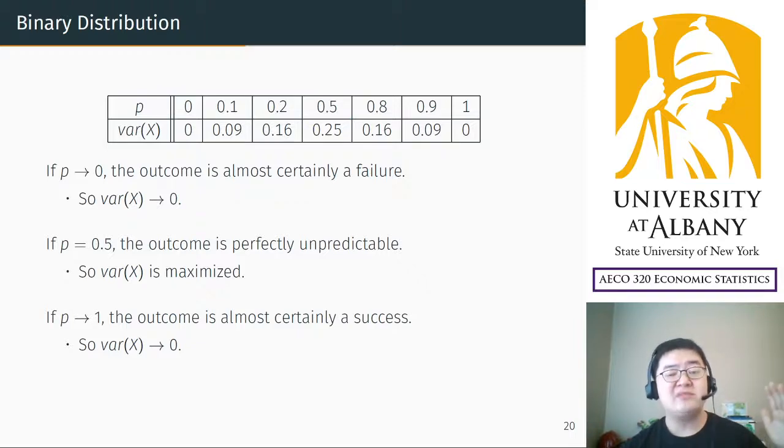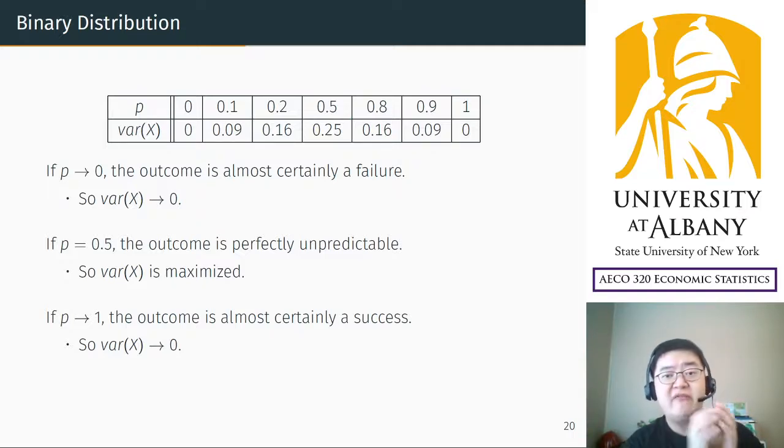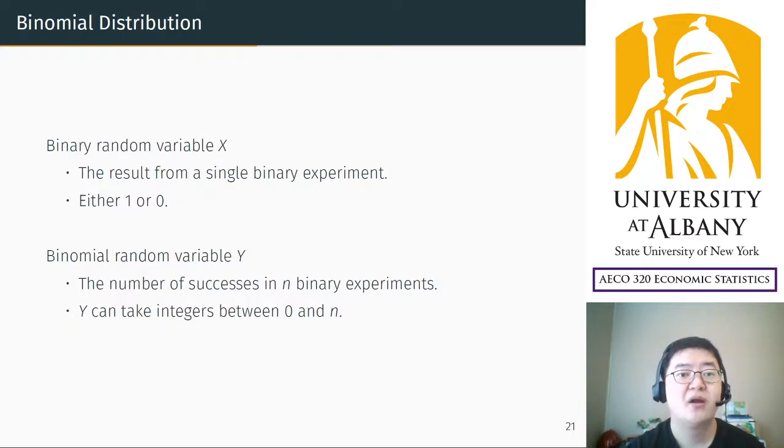And finally, as p approaches 100%, again it's almost certainly a success. Most of the observations will be successes, and there will be very few failures. So the variance will approach 0 again. This is the intuition behind the variance of a binary distribution. You may use this intuition to understand the formula.